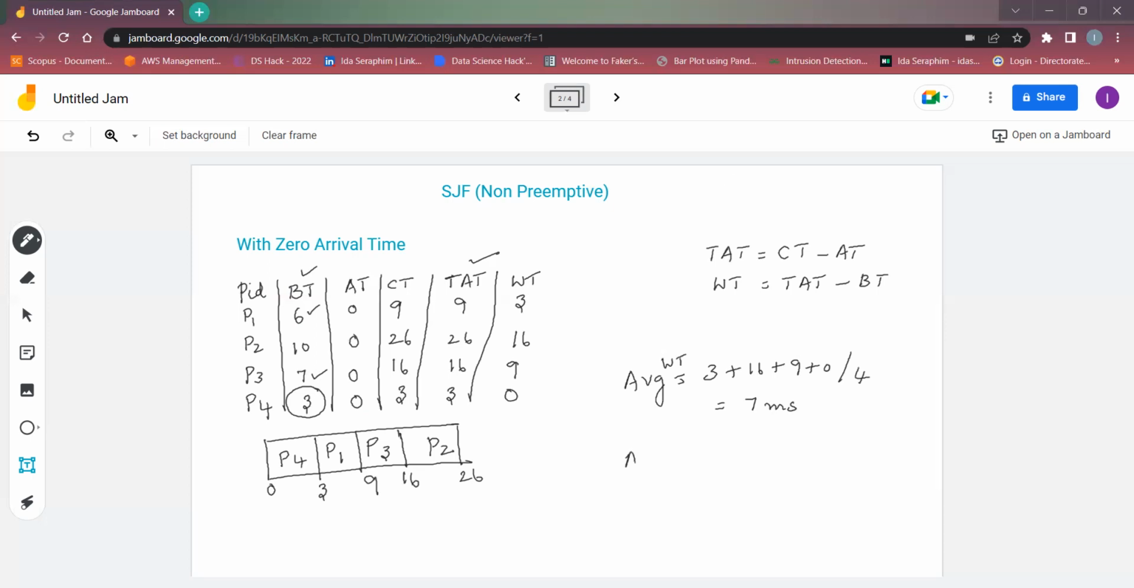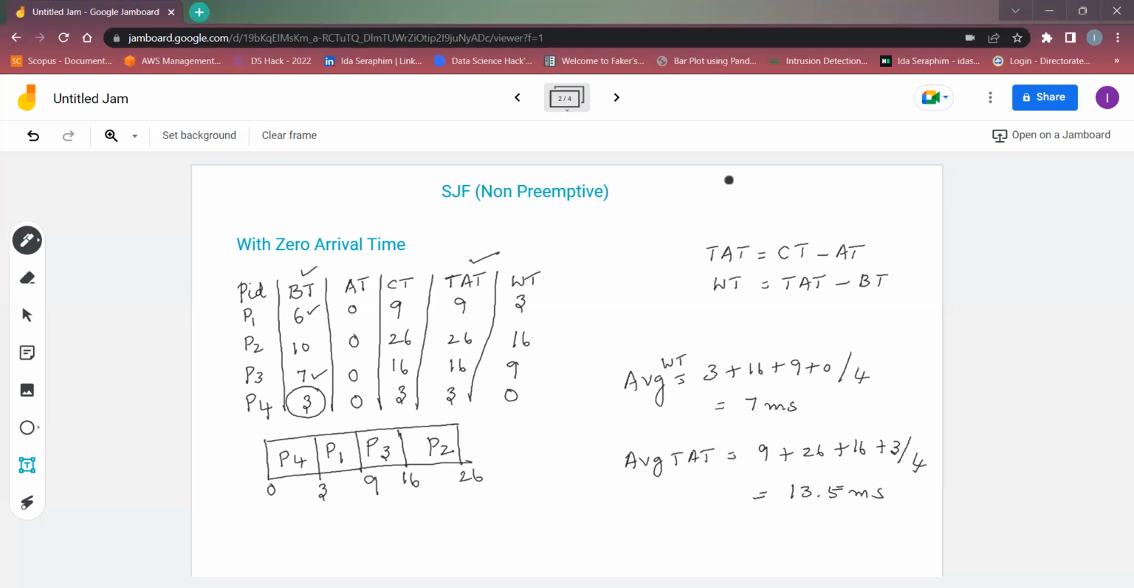In the same way, you have to find out the average turnaround time. How will you find it? You have the turnaround time values of each and every process. So add everything and divide by the total number of processes. So 9 plus 26 plus 16 plus 3 divided by 4. When you divide it, it will be 13.5 milliseconds.